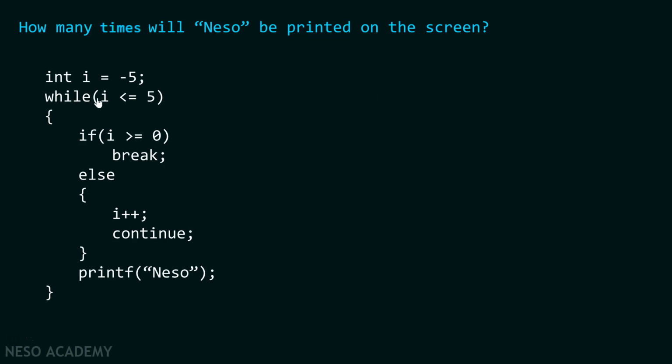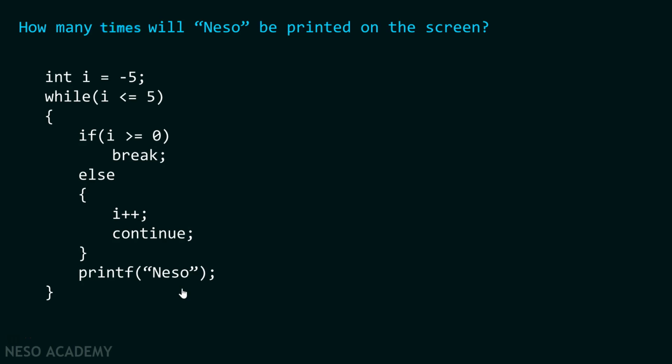In this particular program, as you can see, there is one variable called I, and we have assigned it a value -5. After that, we see one loop called while loop, where we are checking the condition is I less than or equal to 5 or not, and inside this while loop you have if-else construct with break and continue statements. Then immediately after this construct we have printf function, which tries to print NASO on the screen. And we need to identify how many times this NASO will get printed on the screen, right?